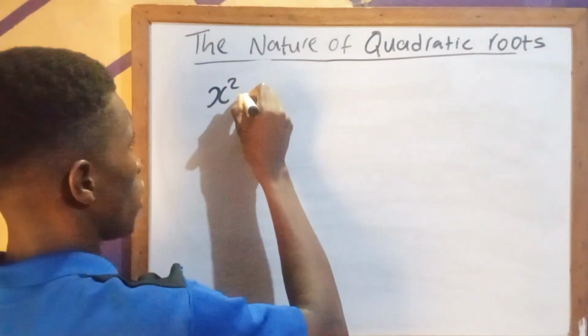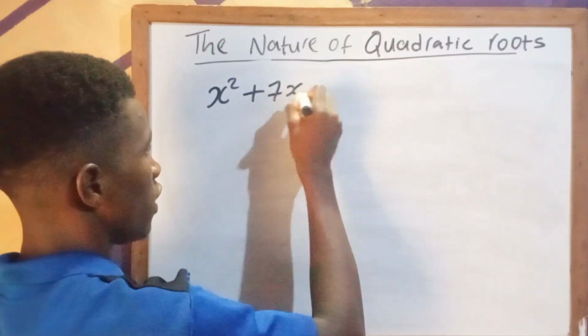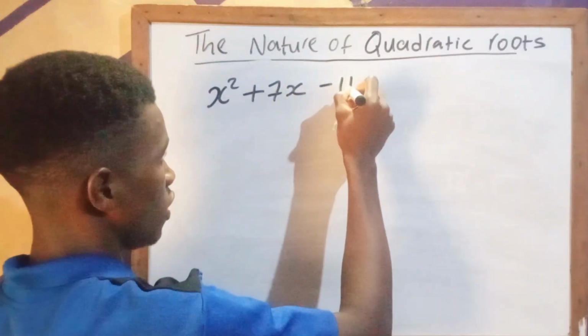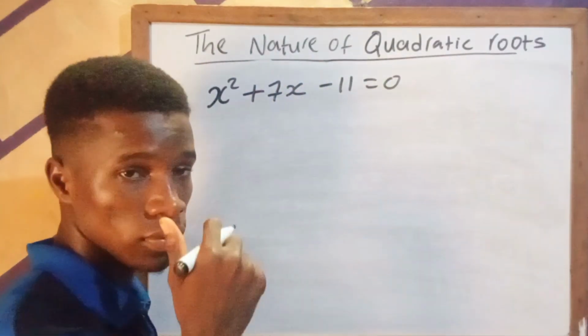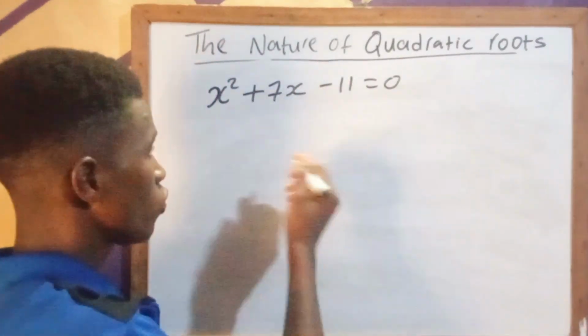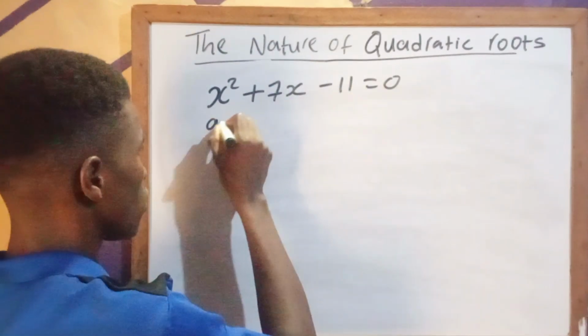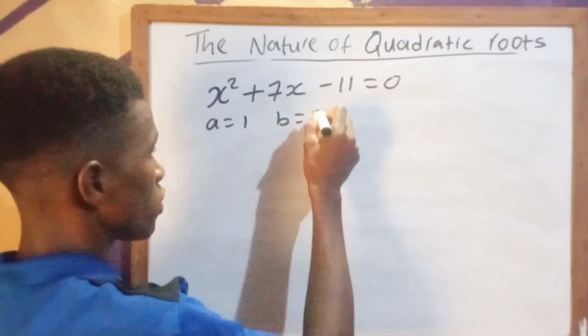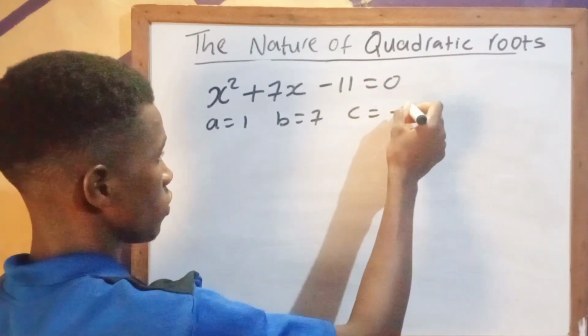We have x squared plus 7x minus 11 equal to 0. We have this now as a quadratic equation. So let's look for the discriminant. The value of a here is 1, b is equal to 7, c is equal to minus 11.